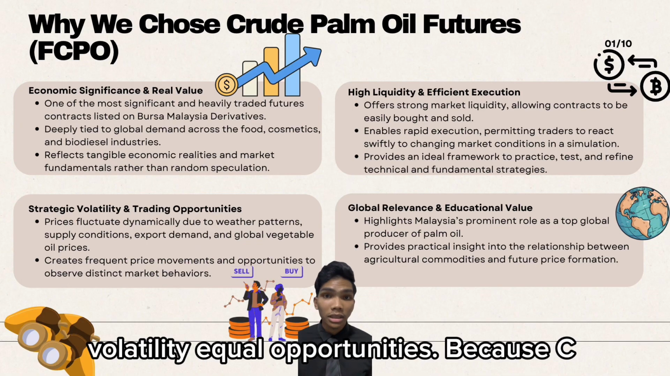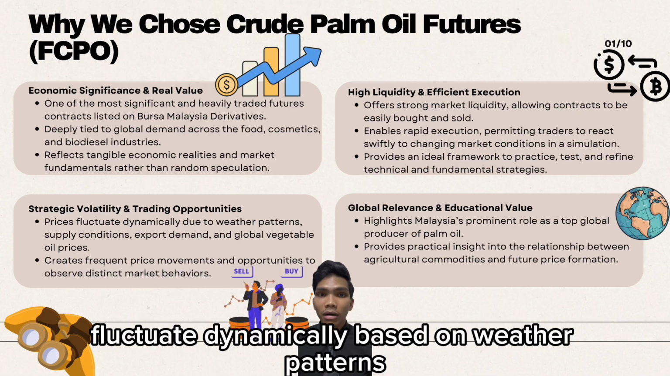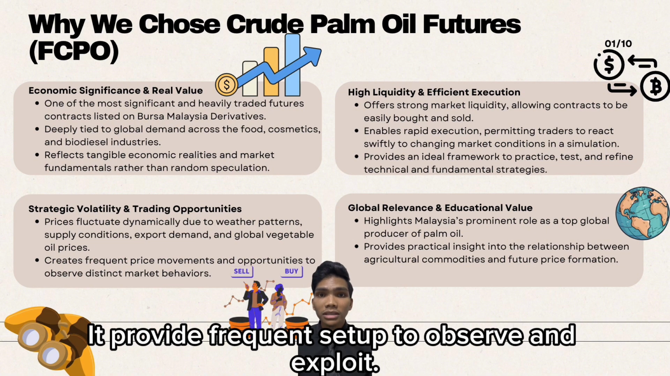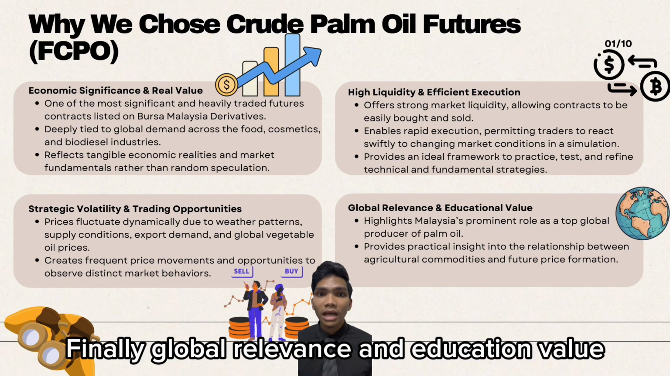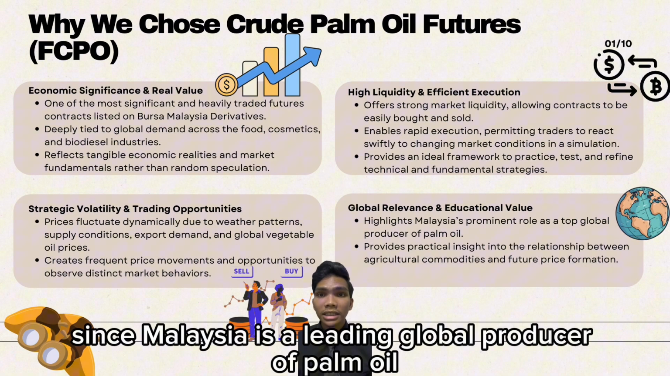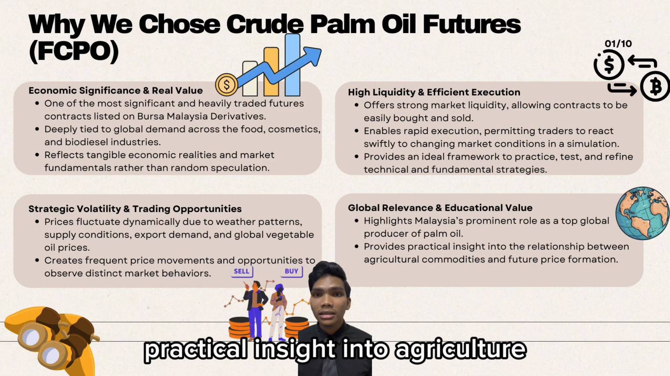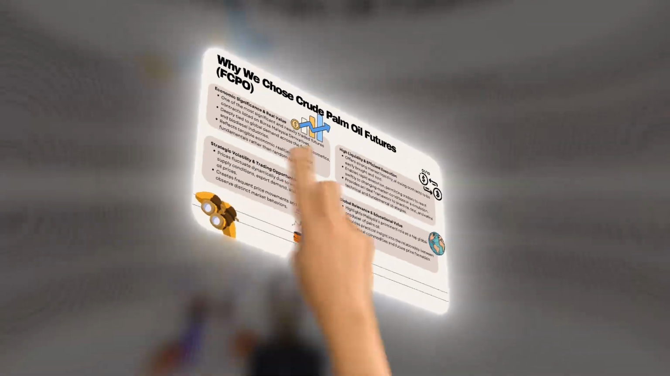Volatility equals opportunities because FCPO prices fluctuate dynamically based on weather patterns, supply shocks, and global export demand. It provides frequent setups to observe and exploit. Finally, global relevance and education value. Since Malaysia is a leading global producer of palm oil, trading this commodity gave us invaluable practical insight into agriculture economics and futures price formation.